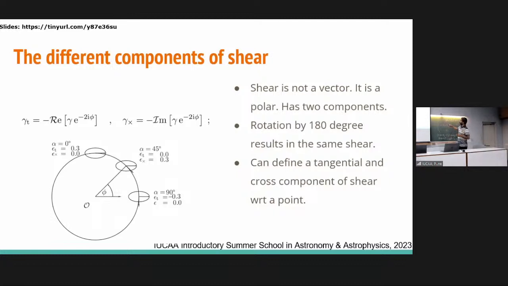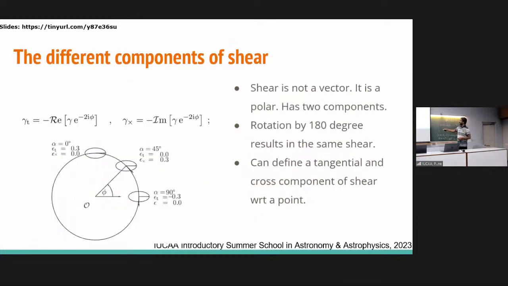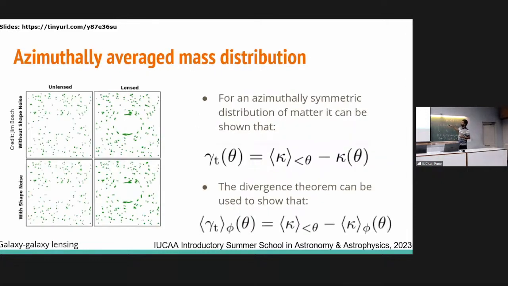So this is this thing. This averaging is within the entire circle, minus the surface density at that theta. Whatever the surface density is on this circle, that's what the second term is. So the first term is the average surface density inside this circle, and the second term is the surface density on it. If you can measure this gamma t, you can show that it is related to the kappas in this fashion. This is for azimuthally symmetric distributions of matter.